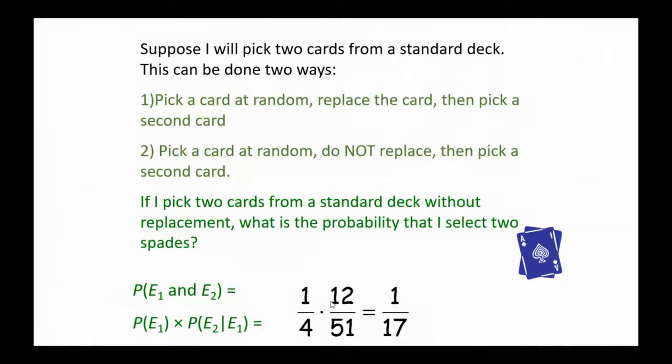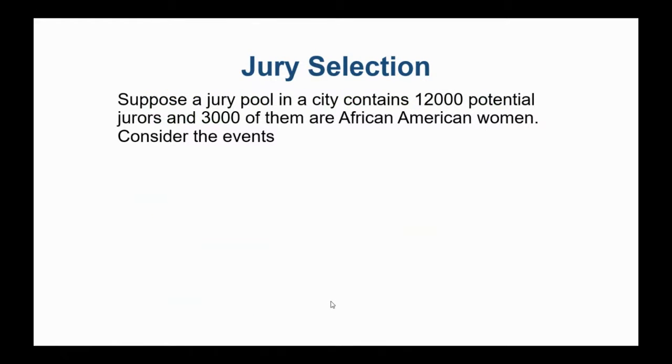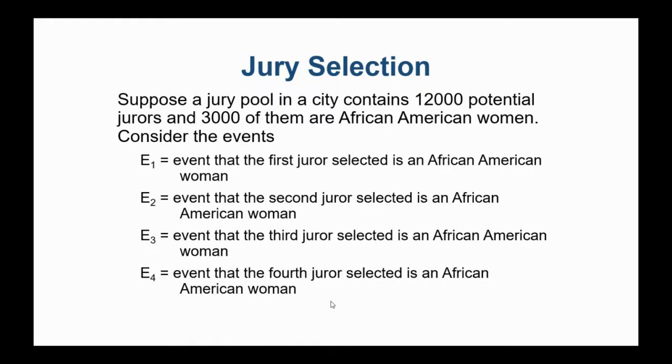Okay, let's move on to the next one. So let's say we're trying to select a jury from a pool that contains 12,000 potential jurors. 3,000 of them are African American women. So let's say we have 4 events. Each event is basically saying that you're picking an African American woman to be on a jury.